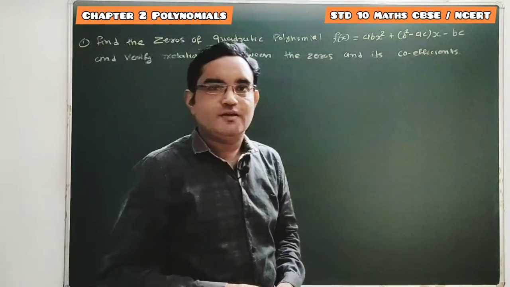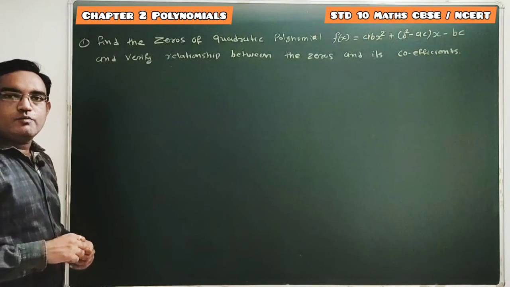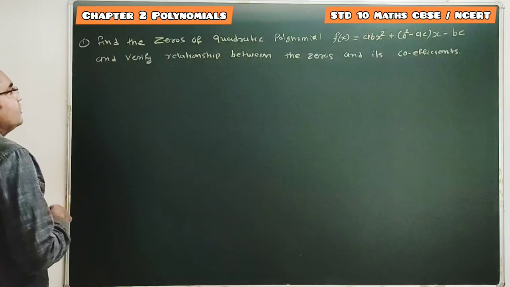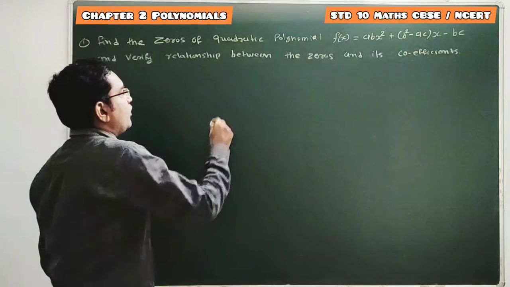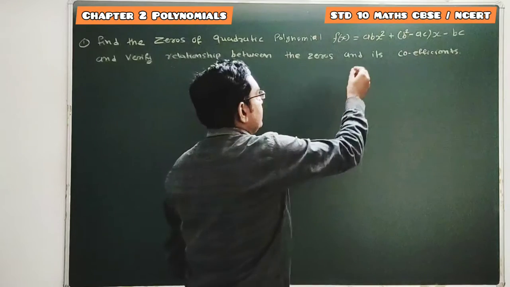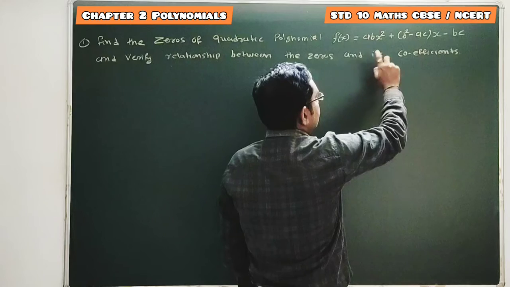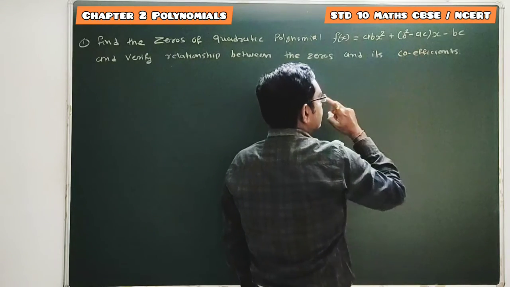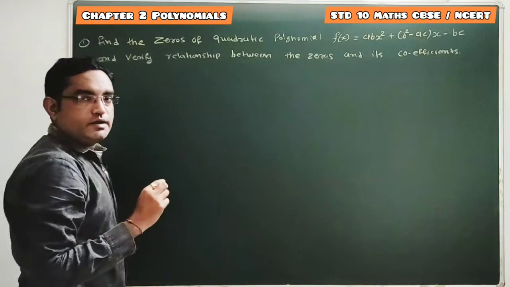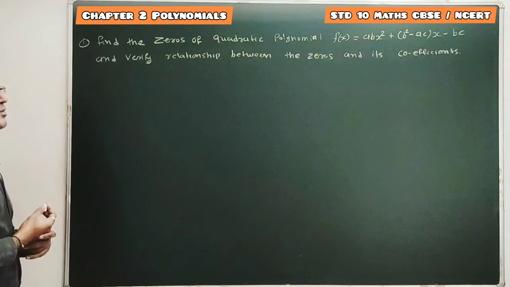Now dear students, in this video we are going to discuss additional practice sums based on chapter number 2, polynomials, of standard 10. So question number 1: find the zeros of the quadratic polynomial f of x equal to abx square plus b square minus ac into x minus bc, and also verify the relationship between the zeros and coefficients of the given polynomial.